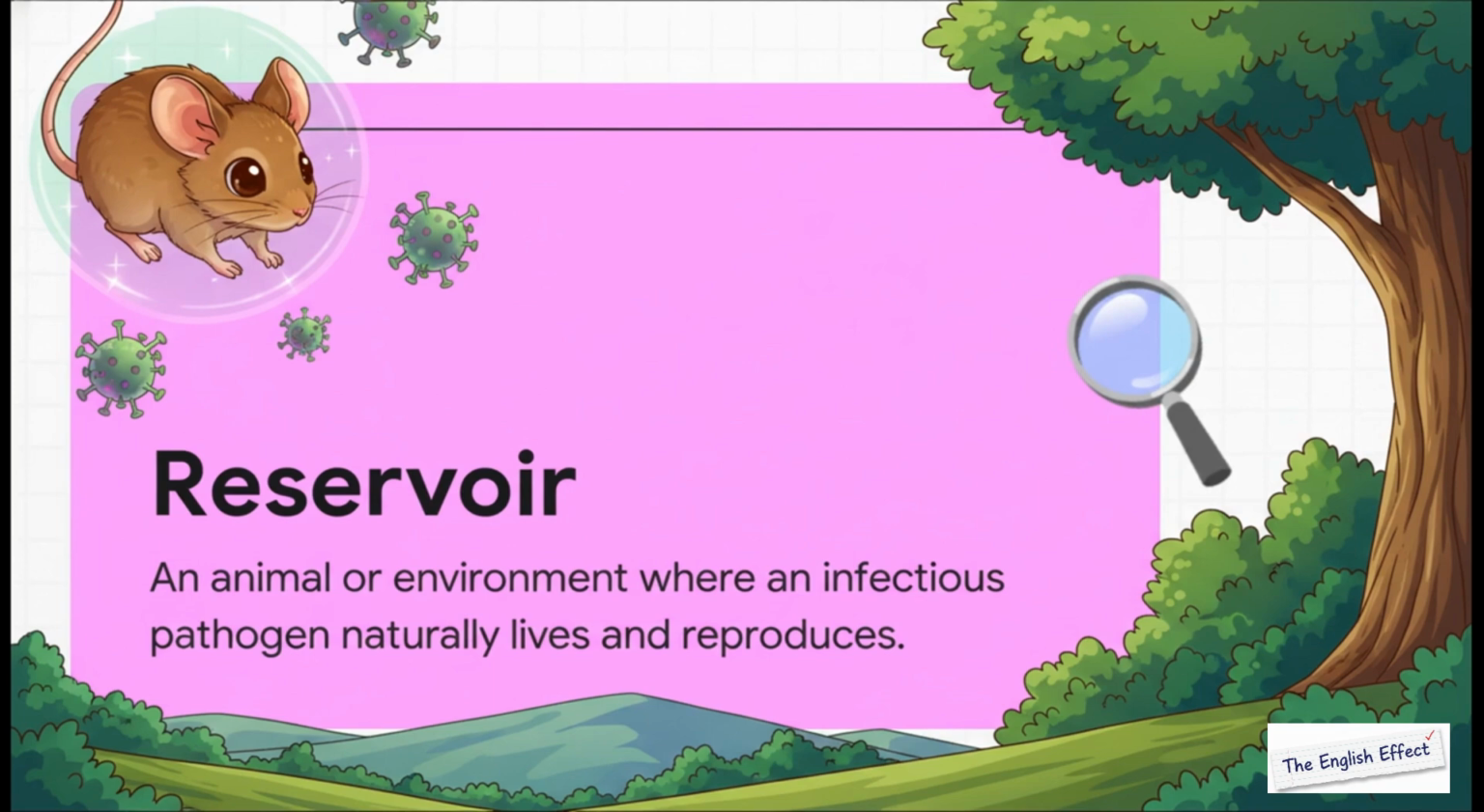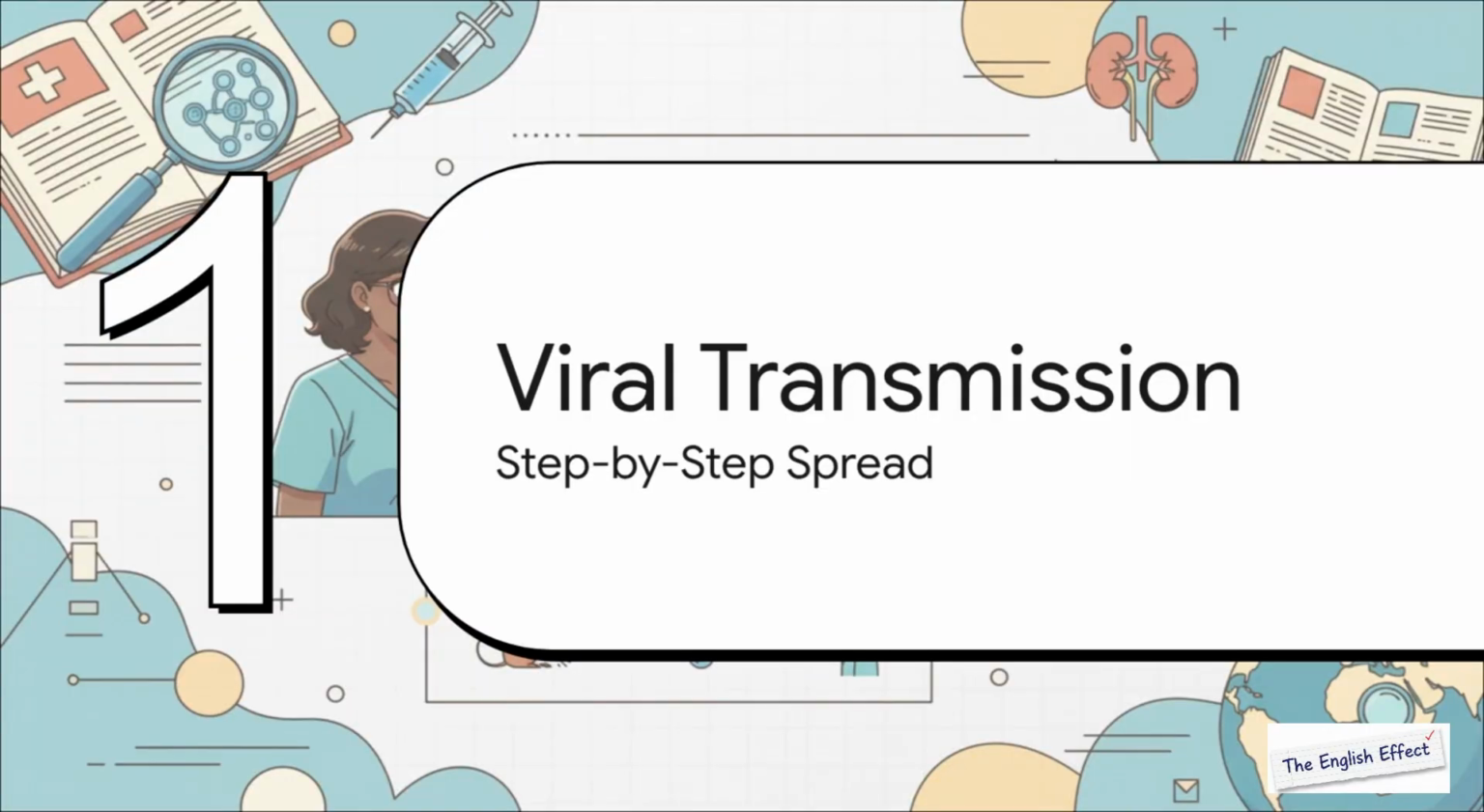Now, here's the really interesting part. The mice, these reservoirs, they don't actually get sick themselves. No, the virus has co-evolved with them, so it just lives peacefully inside the rodent without doing any harm to it at all. Step-by-step viral transmission. So, you might be wondering, if the mice aren't sick, how on earth does the virus get from these tiny reservoirs into us? Let's break down that transmission.